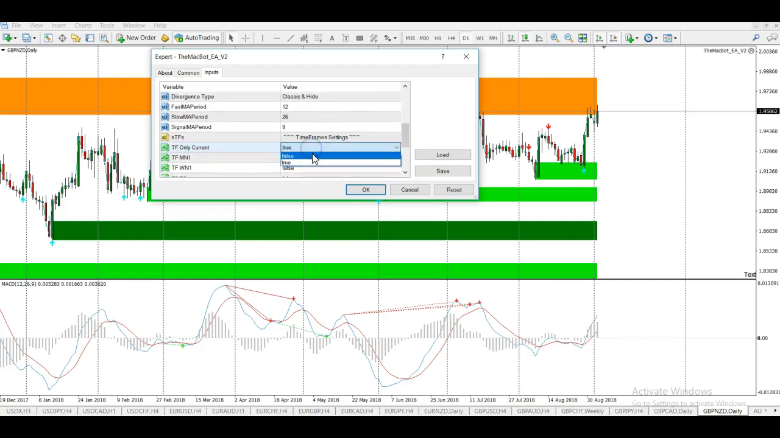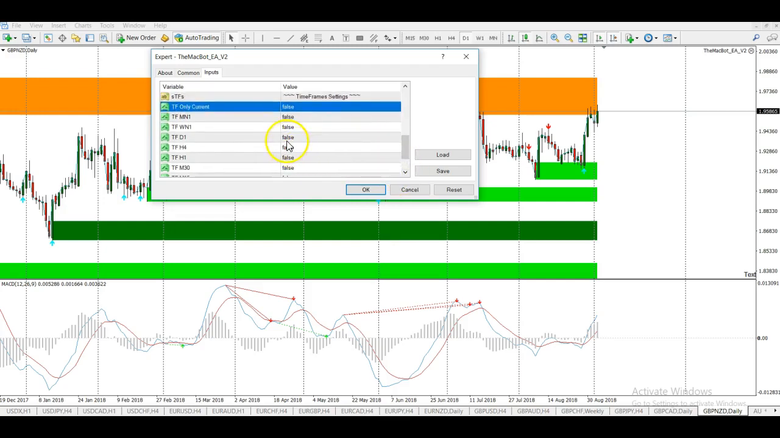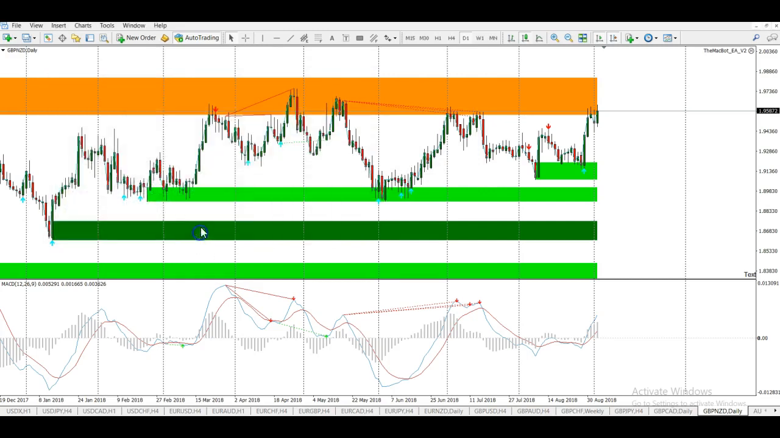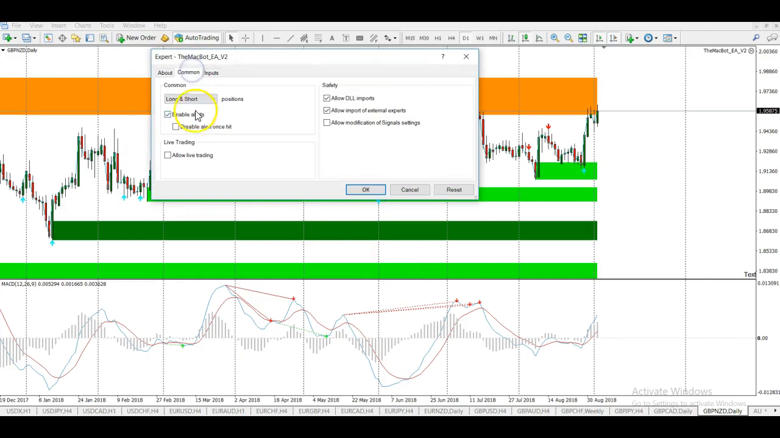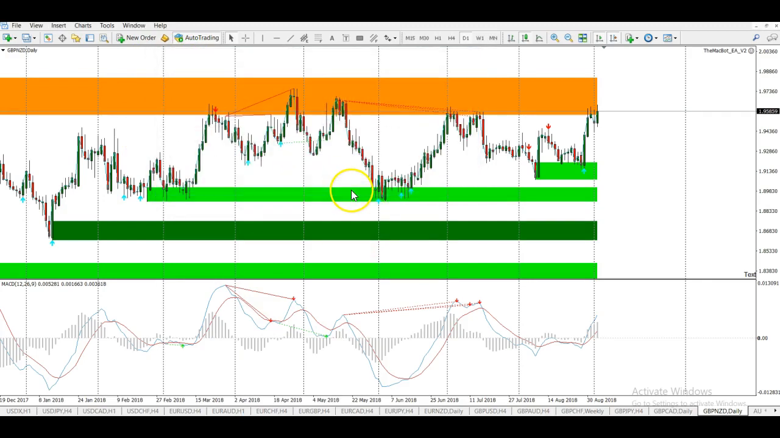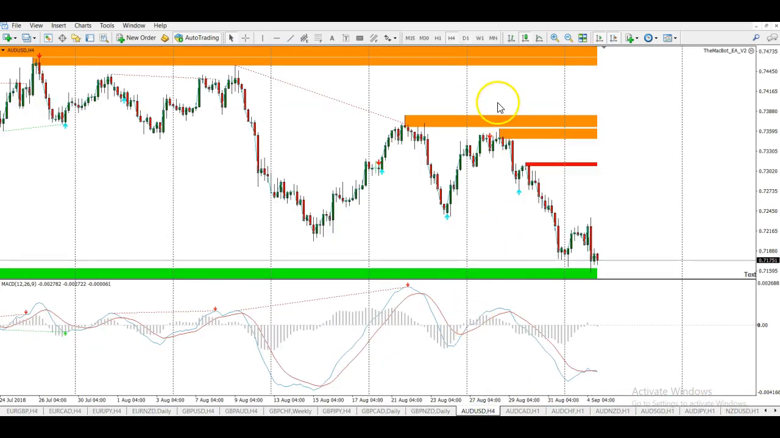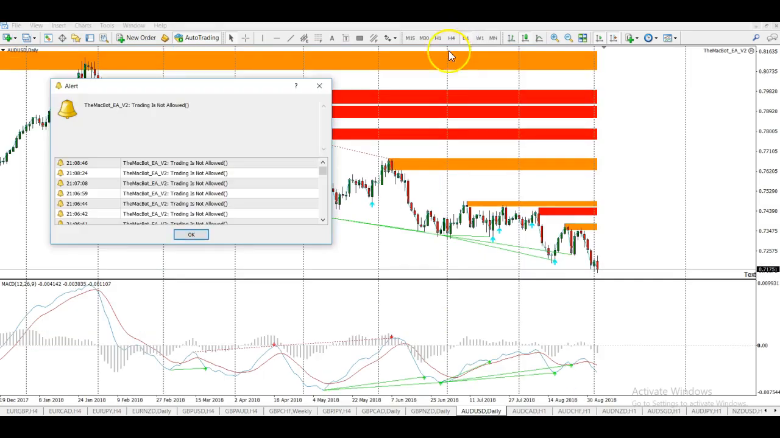Okay, so time frames to scan are daily, 4 hour, and 1 hour. What I didn't put in there was, this is a really good opportunity. Only short, allow live trading, and select yes. Okay, we've got the smiley face. So you're getting some nice trading opportunities here today.